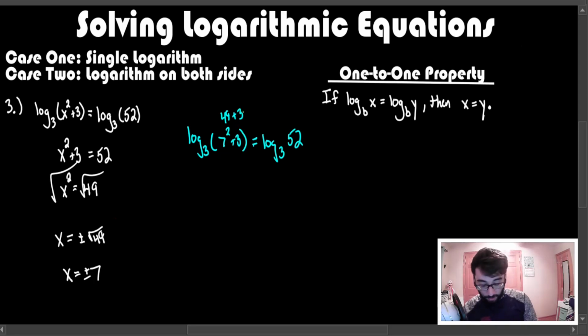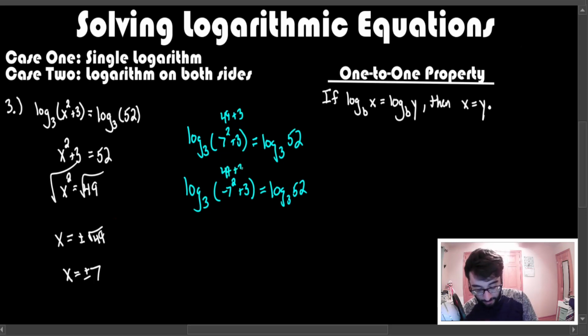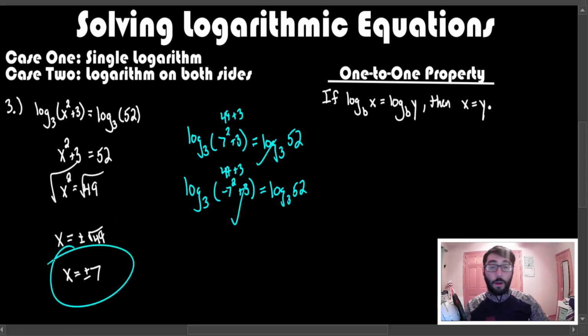Okay, so that one checks out. 7 checks out. Let's check negative 7 now. So log base 3 of negative 7 squared plus 3 is equal to log base 3 of 52. Well, negative 7 squared is also 49, so we're once again going to get 49 plus 3. So both of these check out. Both of those would end up being our final answer.